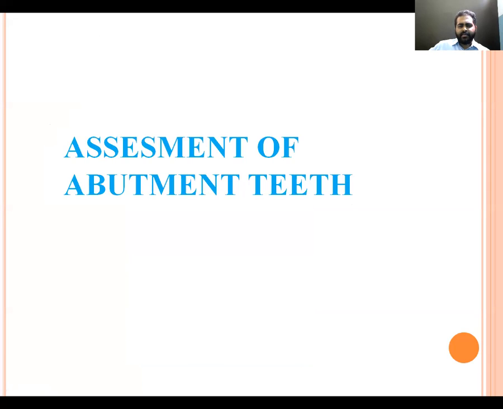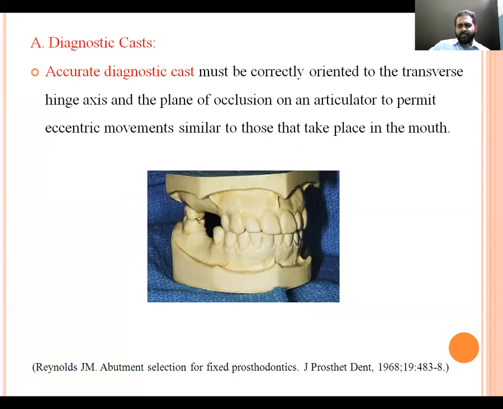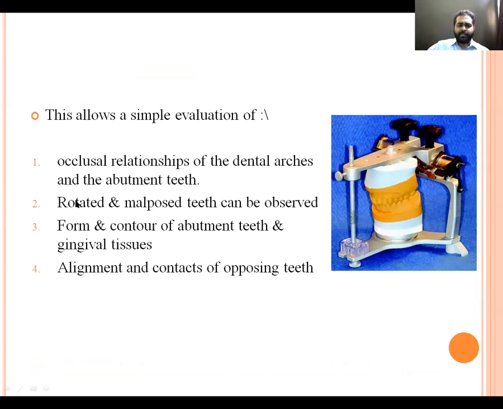So basically, abutment selection is done by various methods. The first method to assess your abutment is making a diagnostic cast. The accurate diagnostic cast can be used basically to orient the cast to the plane of occlusion on an articulator, which will permit your eccentric and centric movements, similar to the movements in your patient's mouth. So it is very useful for diagnostic purposes.